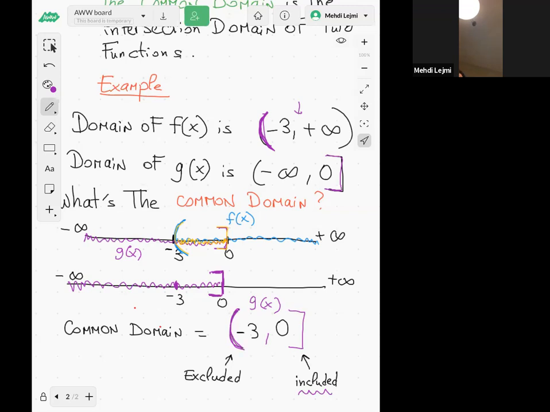The 0 is in the domain of g, right? Because of the bracket here, it's in the domain of g. And it's also in the domain of f, because you have 0 here between -3 and infinity. So 0 is common to both domains. It belongs to f and it belongs to the domain of g. So it's a common value. That's why we include the 0 with the bracket. Okay, thank you.